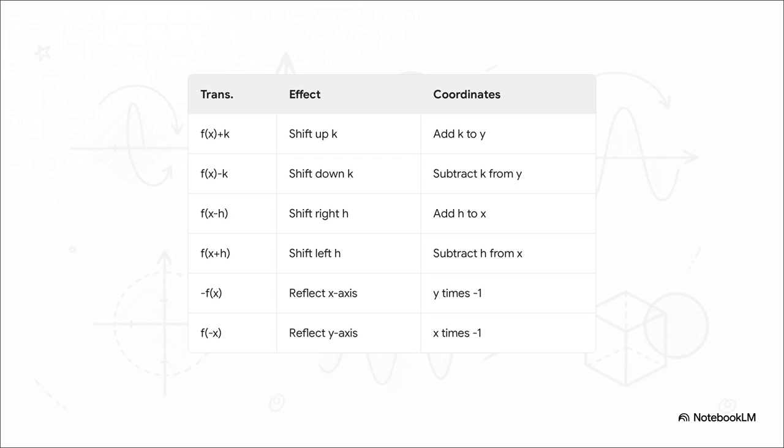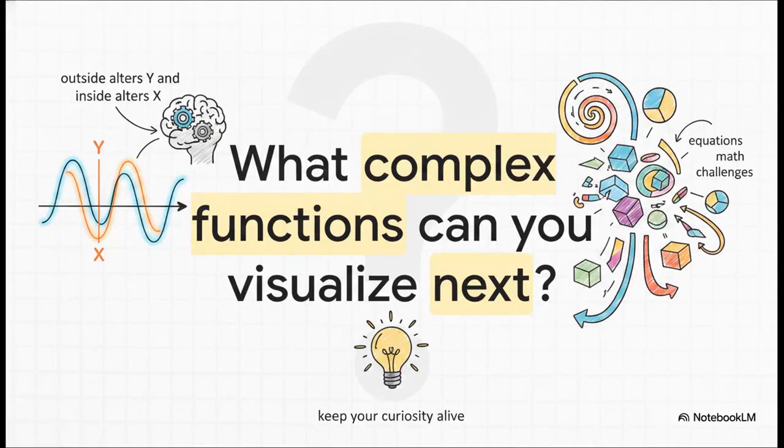So, here is my parting thought for you today. Now that you know outside alters y normally and inside alters x backward, what incredibly complex systems can you easily visualize next? Whether you're mapping the trajectory of a rocket, creating a 3D animation, or just tackling your next math challenge, ask yourself, how does this simple inside versus outside trick change the way you see the hidden code of the world around us? Keep that curiosity alive, and I'll catch you on the next explainer.